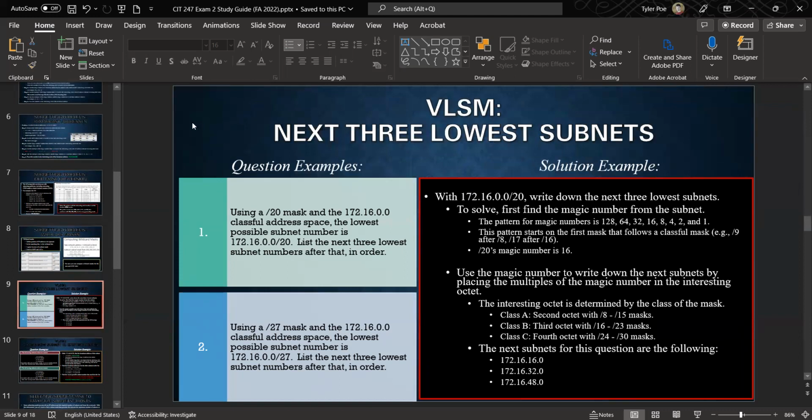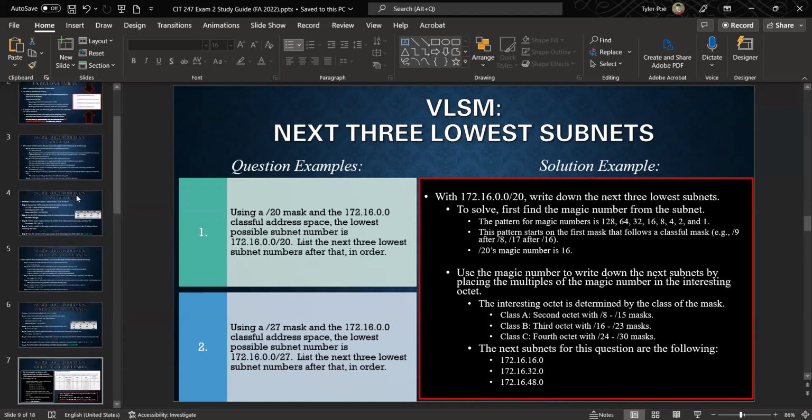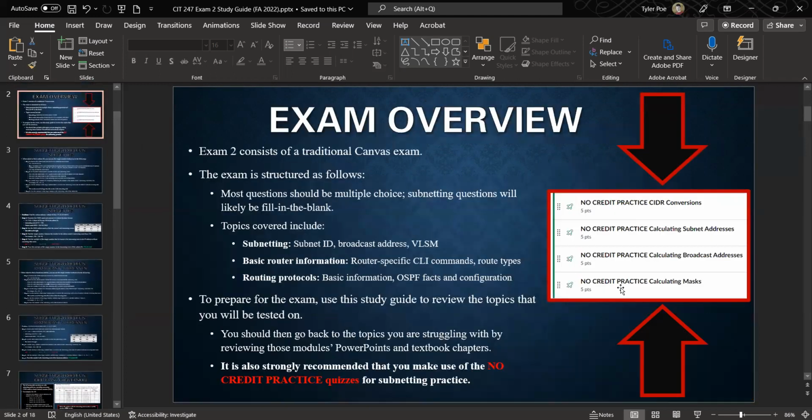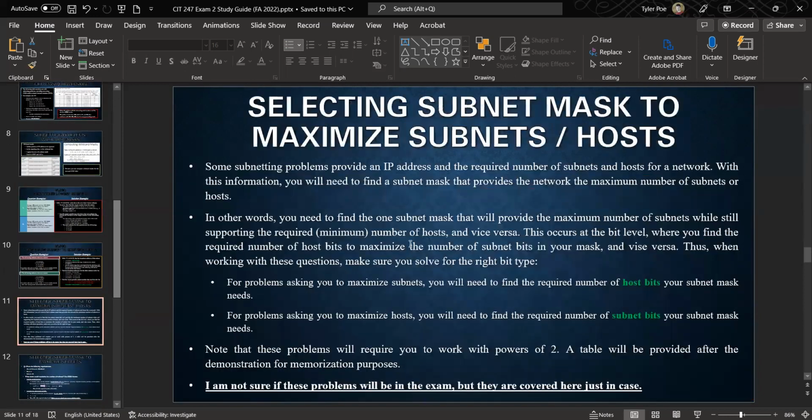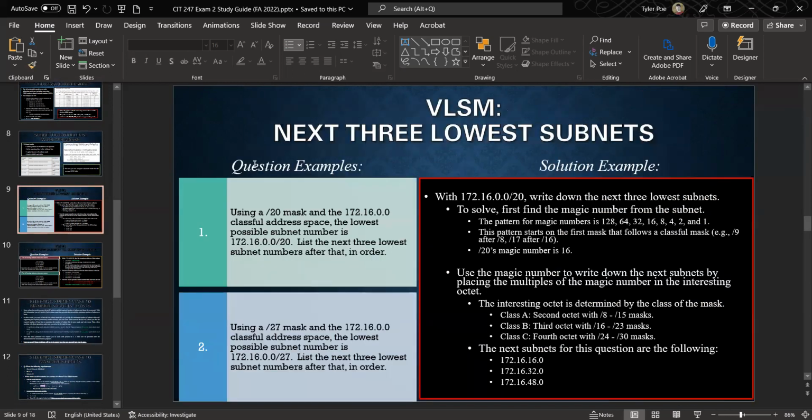Now, VLSM. I don't know what kind of VLSM problems are going to be in your exam, to be quite honest. These are slides from last semester with the questions we had. These questions appear in the practice quizzes right here. No credit practice calculating masks. I don't know if these problems will appear. There's a chance they will, just in case they do. Oh, I'm sorry. No, I'm talking about this. Okay, my apologies. We used to have VLSM quiz questions when we had this class, when I was a student and when I was a TA last year.